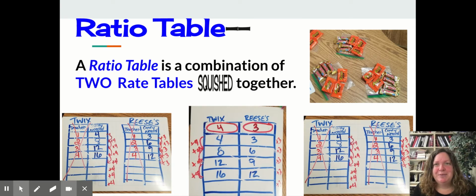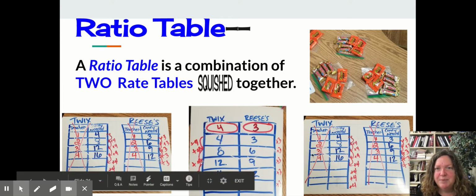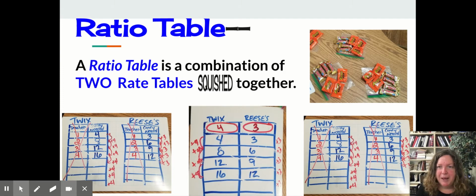Okay, so ratio tables. Remember, I was making treat bags for teachers who helped me out. A ratio table, remember, is a combination of two rate tables squished together. So we took the Twix and the Reese's tables. The linking unit was the teacher. We had one teacher, we needed 4 Twix. We had one teacher, we needed 3 Reese's. But when we had 2 teachers, we needed 8 Twix. When we had 2 teachers, we needed 6 Reese's.